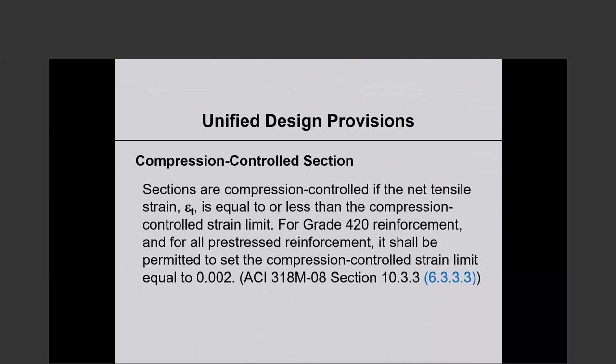Okay. Now a little bit of repeat from yesterday, which I will do very, very quickly, but this is part and parcel of what we need to discuss today. Compression control sections, remember, we defined the net tensile strain. Net tensile strain, once again, is the strain in the extreme tension reinforcement corresponding to a strain of 0.003 in the extreme compression fiber of the concrete.